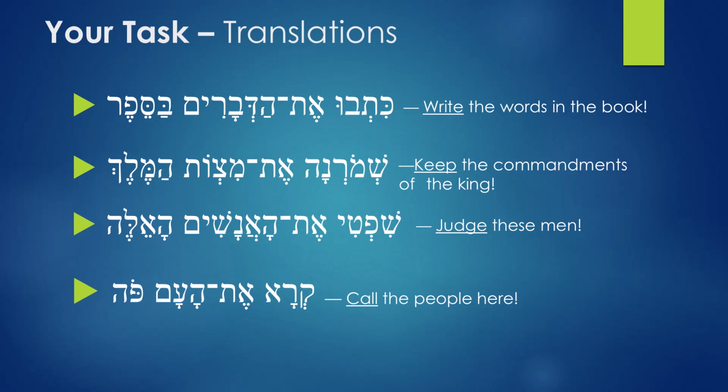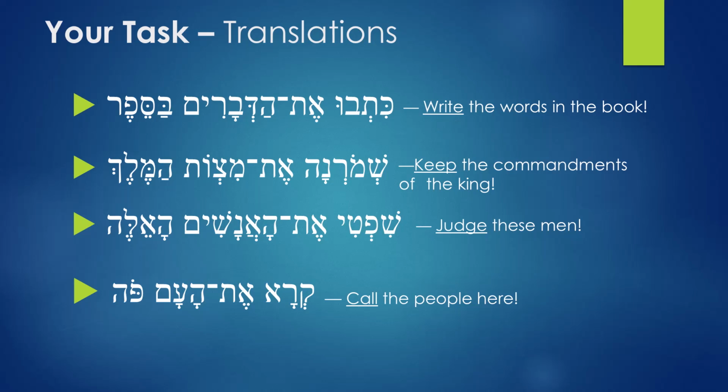Last we have the phrase Kera et ha'am po. How do you translate that? Kera is imperative. You're supposed to have tikra, but the T has disappeared, so you remain with kera. And kera comes from kara, which means a chord.